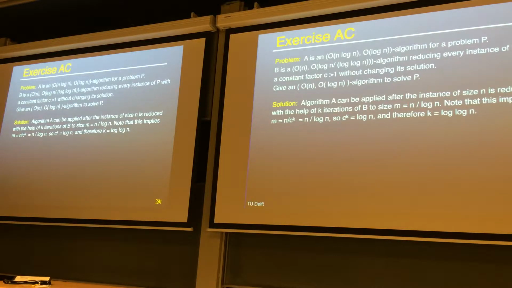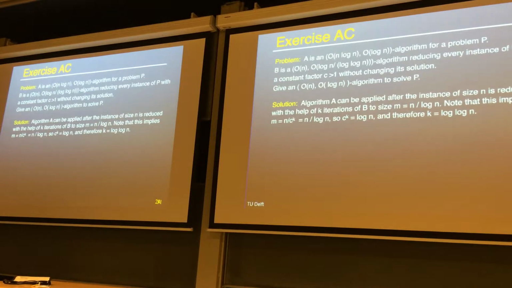So, if m is equal to n divided by log n, you know how to achieve m. You can achieve m by applying this algorithm iteratively. So m, in fact, is the result of k times applying this algorithm B, and that ensures that m equals n divided by c to the power k after k iterations. And now you can solve k out of this equation, because n divided by c to the power k should be equal to n divided by log n. And then here again we have the equation c to the power k equals log n, and therefore k equals log n.